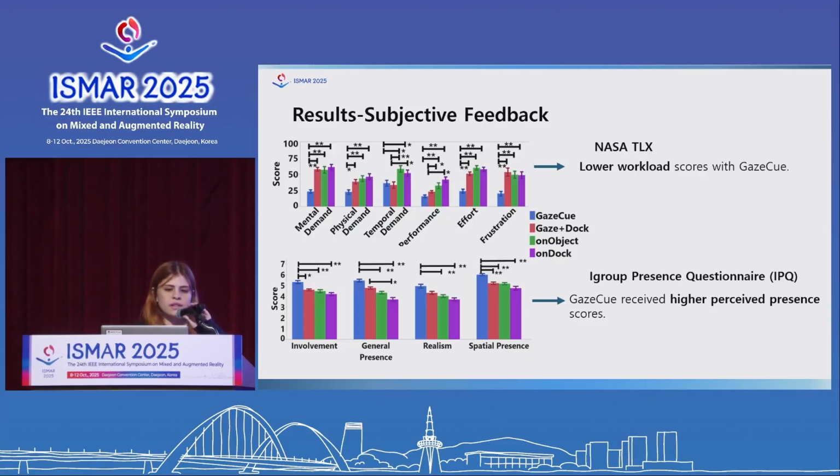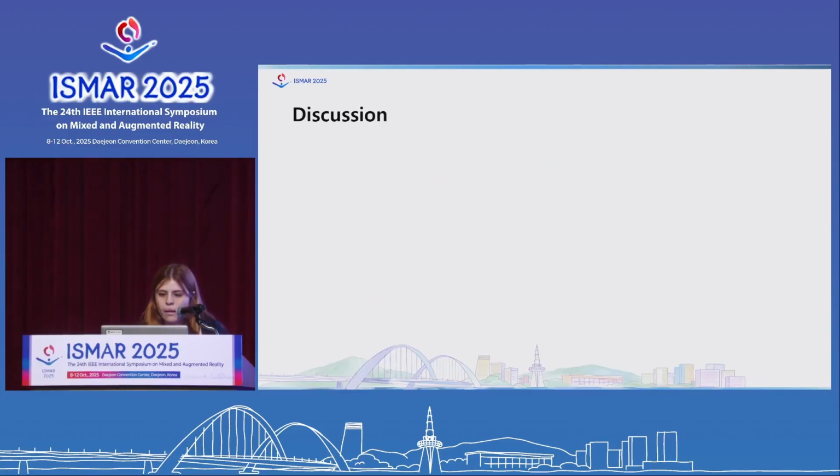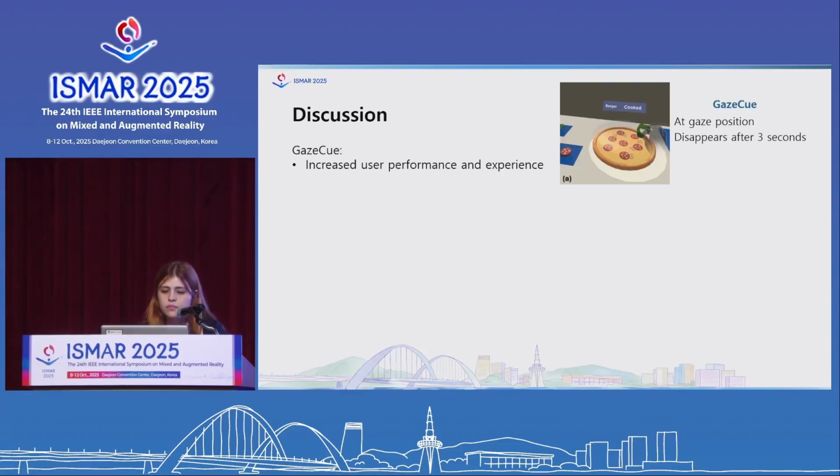And for the NASA TLX, you can check the paper for the details, but overall, gaze cue received the lower workload scores. And for the presence questionnaire, gaze cue also received higher perceived presence scores. So we say if the time is important in the task, users need notifications in their field of view.